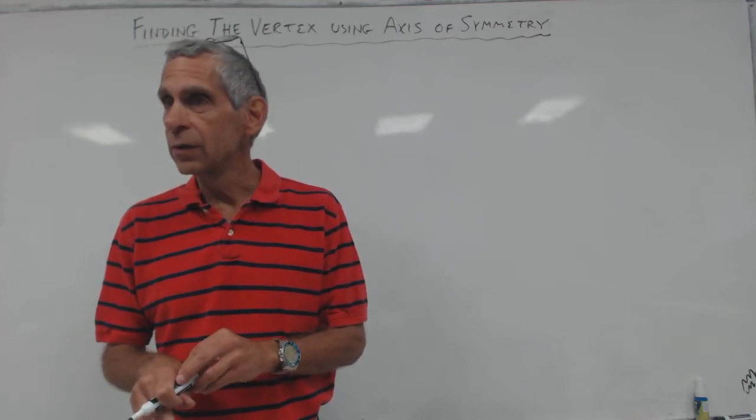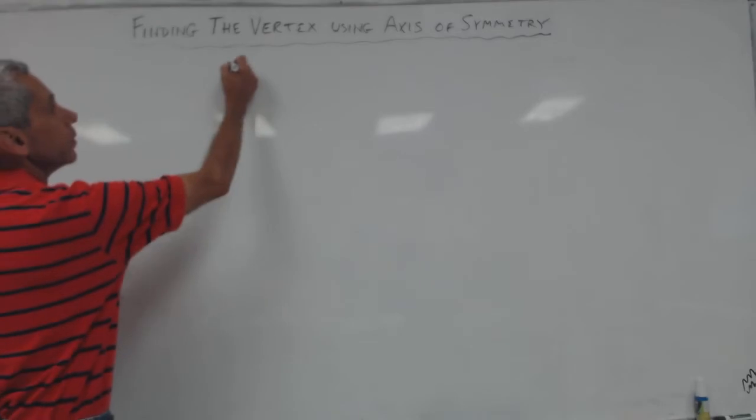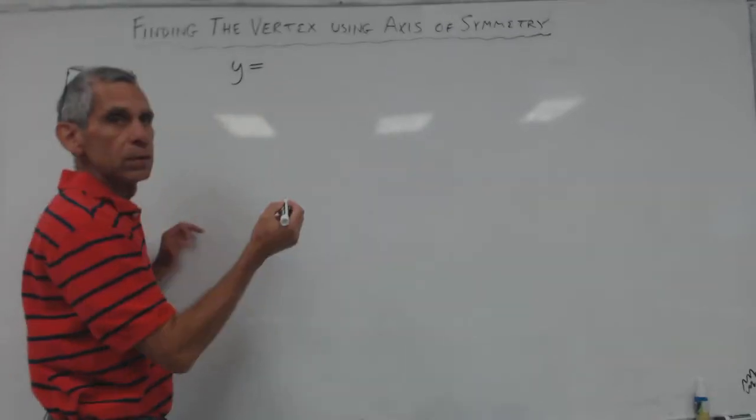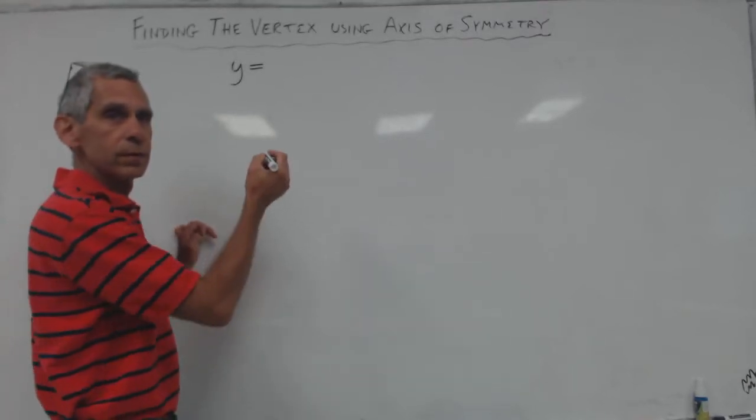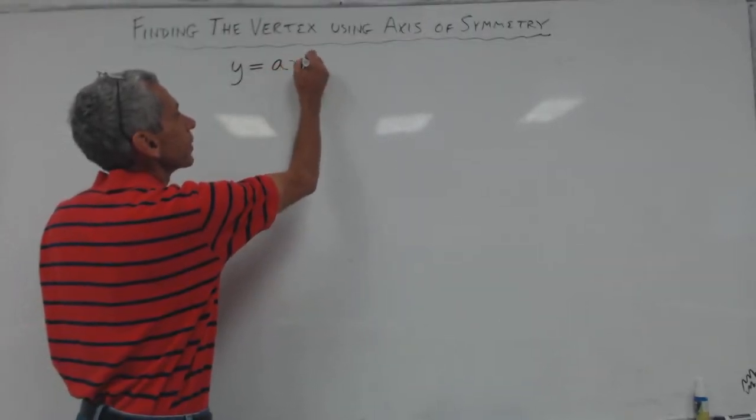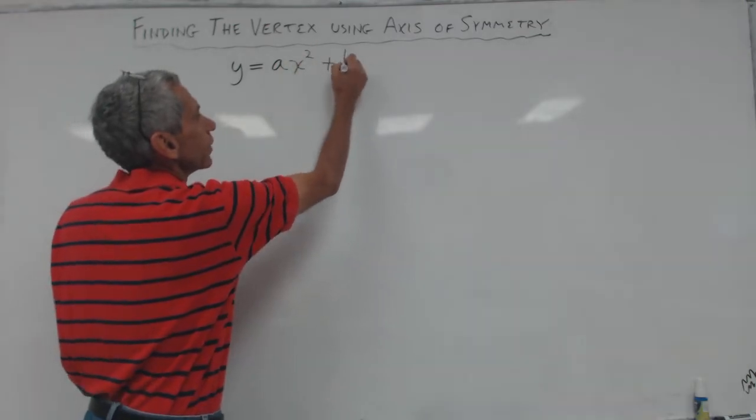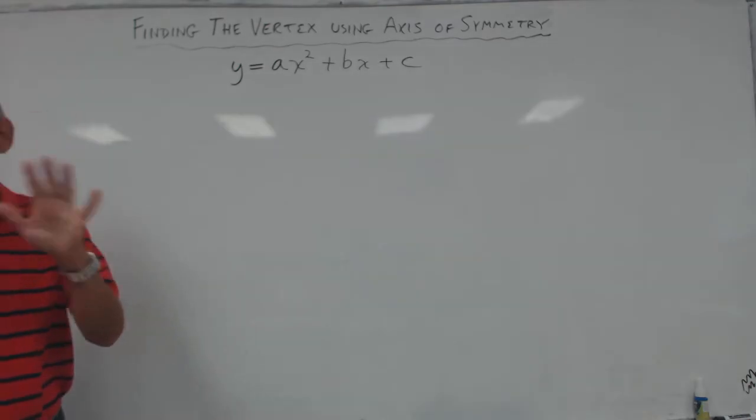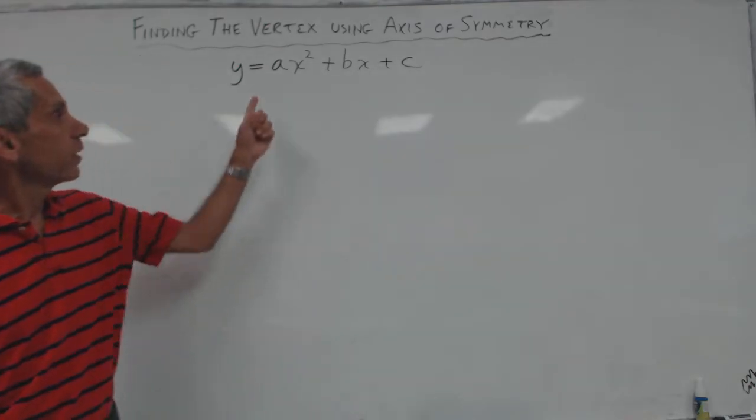Y equals X squared. Y equals what? Y equals AX squared plus BX plus C. All right, let's just try to remember this.